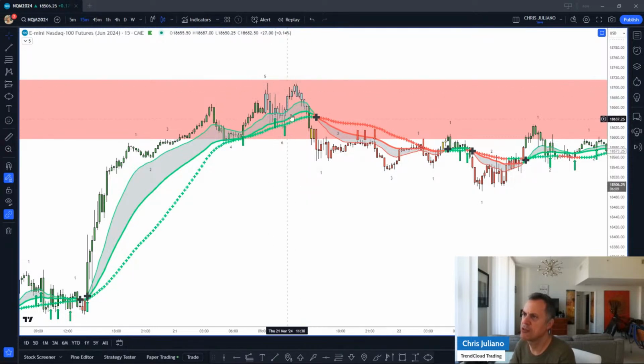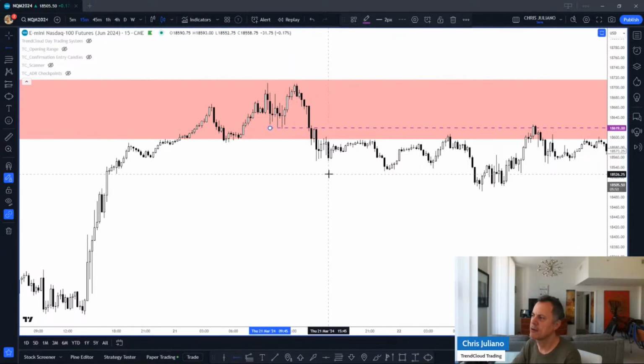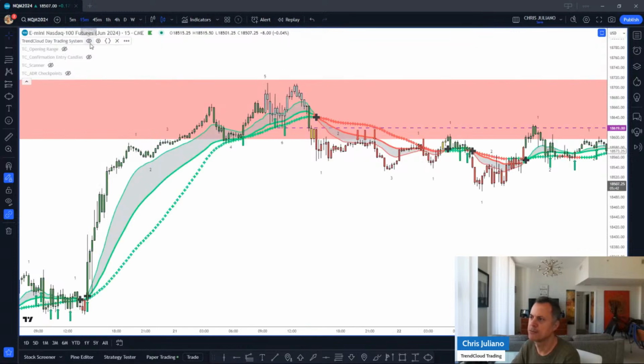Instead, what do you see on the 15-minute chart here? What does it do? It breaks below the trend cloud and breaks through structure. Right there. That becomes your signal to start looking for opportunities to go short. And what do you get? Well, you get some trend cloud signals here, right?